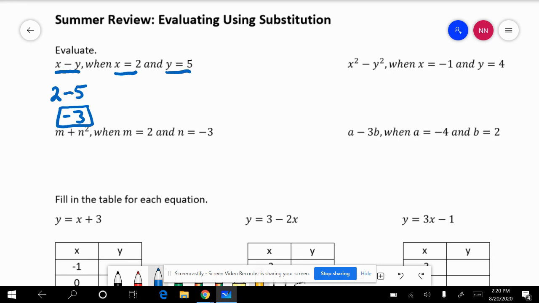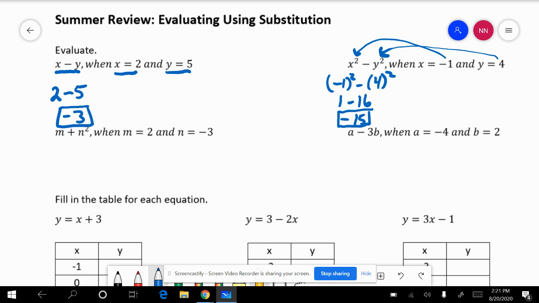Now looking at the next one, notice that the expression is a little bit different. This time it's x squared minus y squared. So once again, we're going to evaluate it by plugging in the negative 1 for the x and the 4 for the y. So we have negative 1 squared minus 4 squared. Negative 1 squared is 1. 4 squared is 16. 1 minus 16 is negative 15.